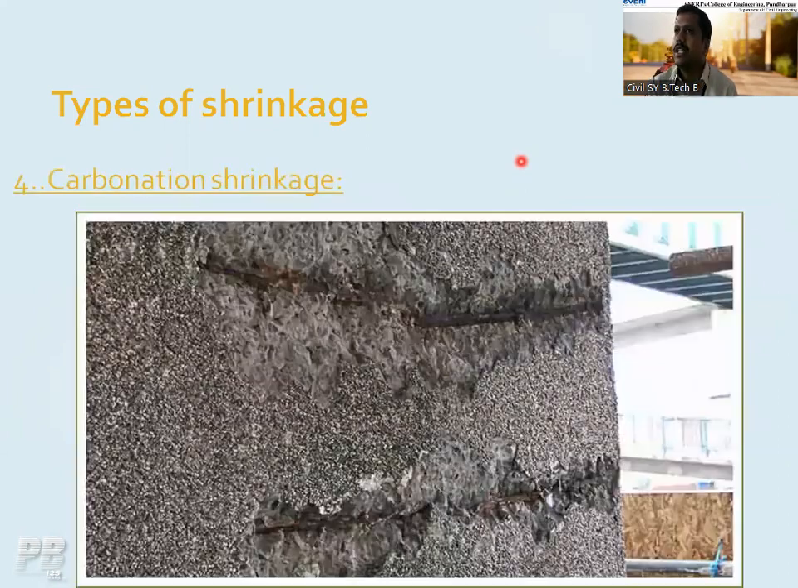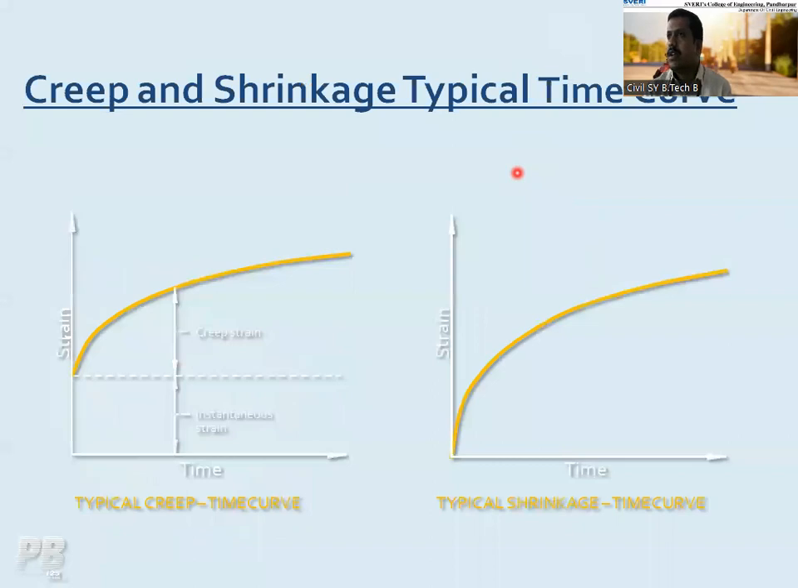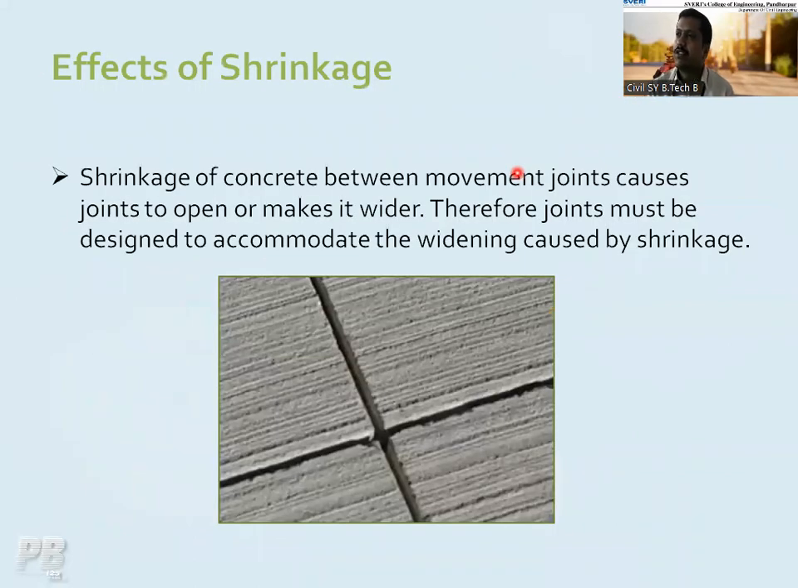So this is all about the different types of shrinkage that you are going to observe. Okay. Now let us discuss some effects of the shrinkage. What are the effects of the shrinkage? Shrinkage of the concrete between the two movement joints causes the joints to open or makes them wider.